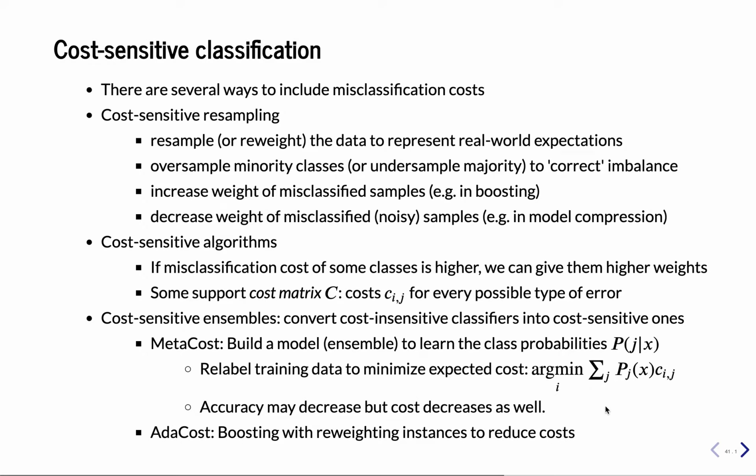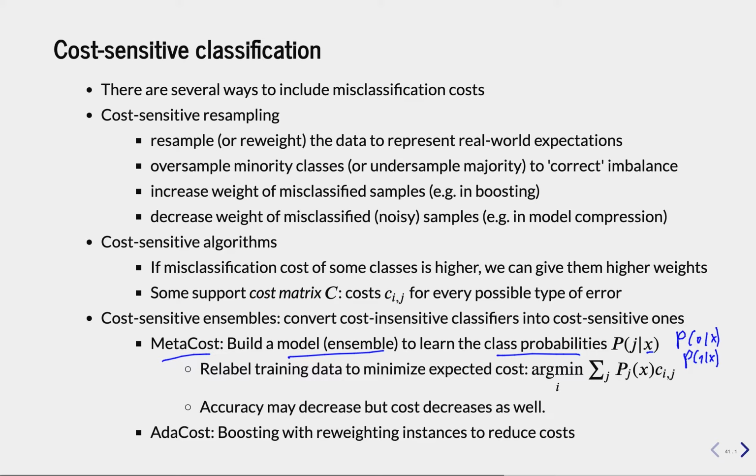And a third approach you can use are cost-sensitive ensembles. These are methods that wrap your existing cost-insensitive classifier to make it cost-sensitive. One of these is MetaCost. What this does is it first builds a model, typically an ensemble, to learn the class probabilities. Right? So for every point x, it gives you the probability of class 0 given x, the probability of class 1 given x, and so on. So you learn this based on the first ensemble model.